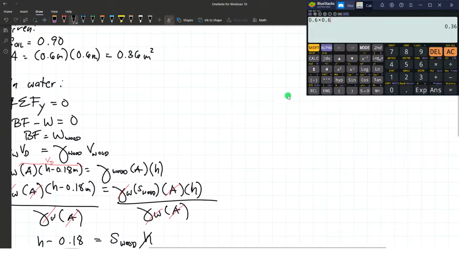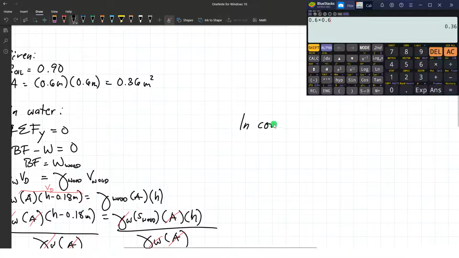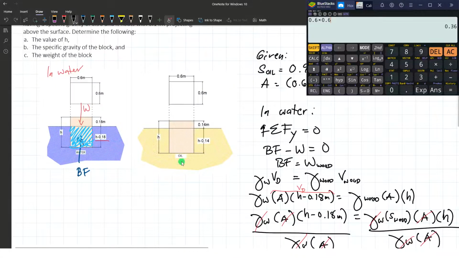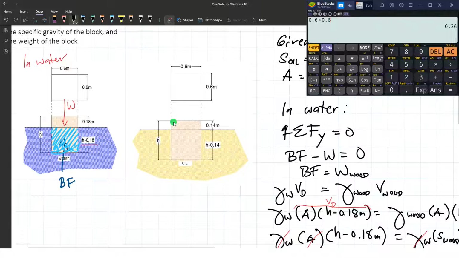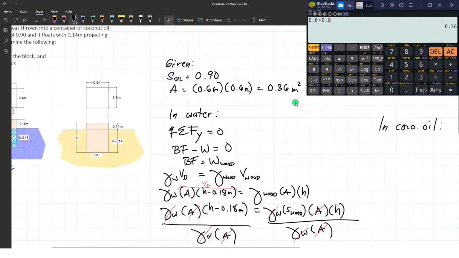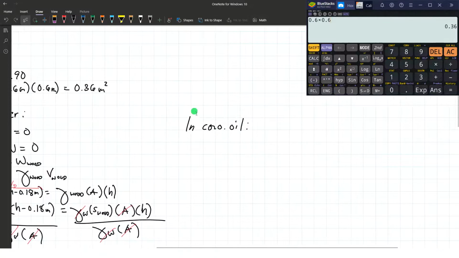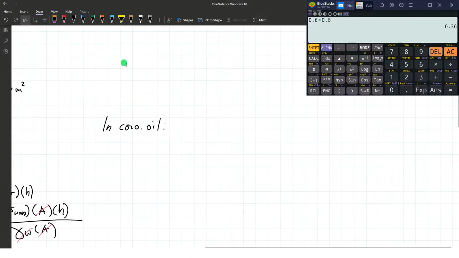So we are going now to consider the wooden block, which is in coconut oil. When the wooden block is in the coconut oil, we have a projected height from the liquid surface of 0.14. So again, let me just copy this figure right here.